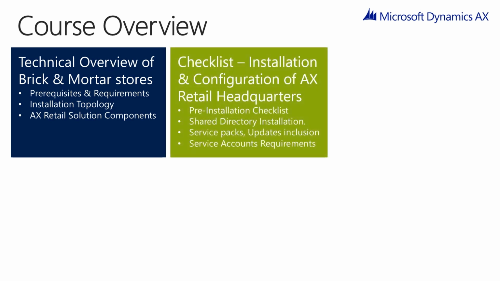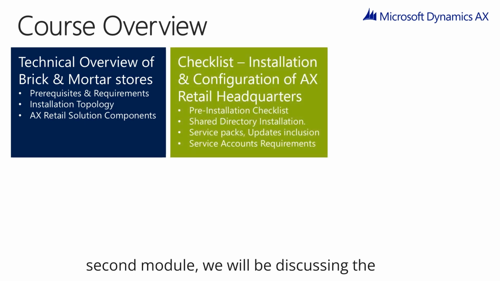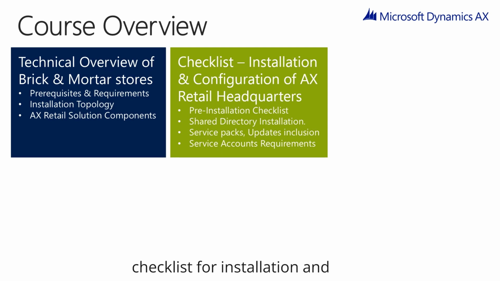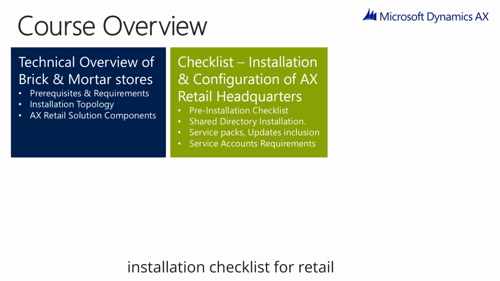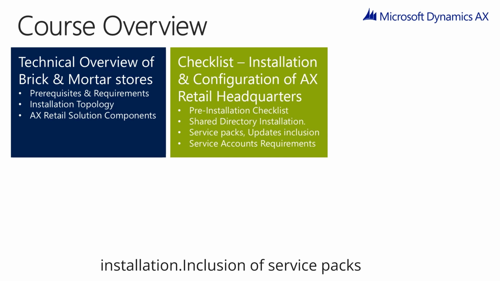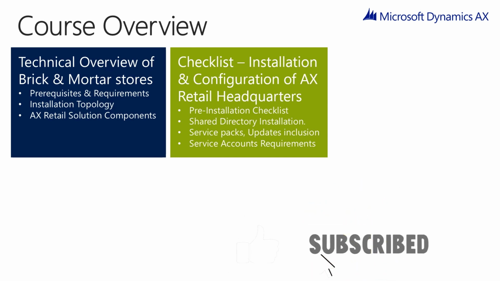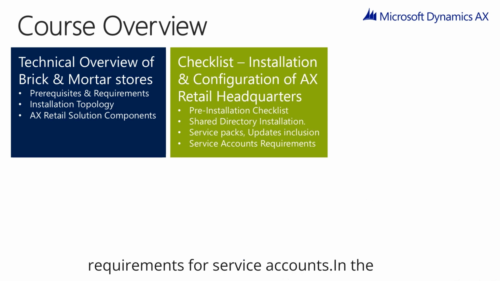Components. In the second module, we will be discussing the checklist for installation and configuration of AX Retail Headquarters. The objective of this module is to provide an understanding of pre-installation checklist for retail headquarters, along with an overview of shared directory for installation, inclusion of service packs and updates in a new installation, requirements for service accounts.